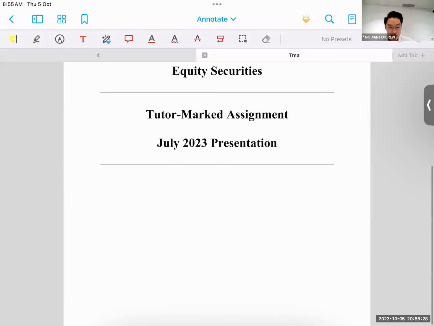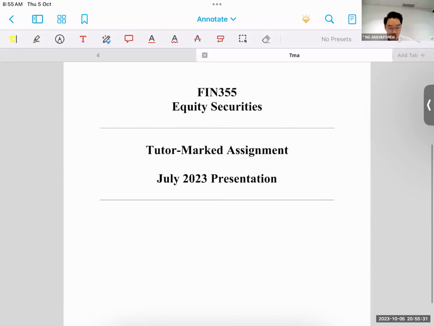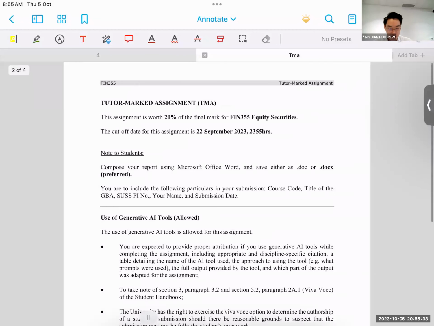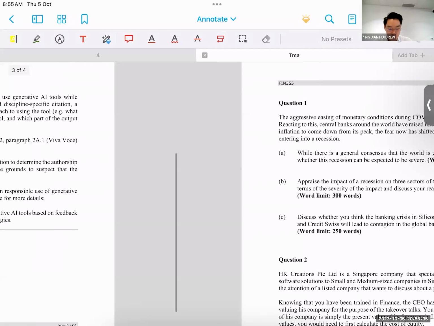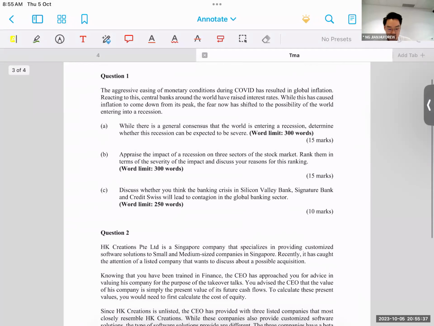Okay, so let's look at the TMA. I hope you do have questions as we go through some of the problems here. Okay, let's look at the problem here. So question one, what are we looking at? They give you not really a scenario, but a real life kind of situation.